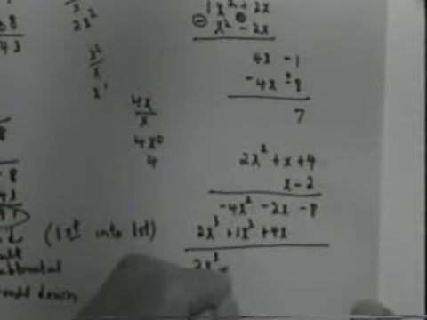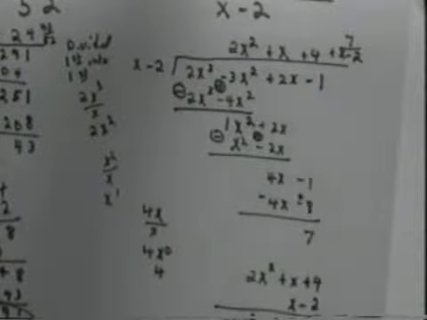Where I have 2x cubed minus 3x squared plus 2x minus 8. Now I need to add my remainder, which is 7. And I get 2x cubed minus 3x squared plus 2x minus 1, which is the dividend. So that proves that we divided it correctly. So with long division, you can always check yourself.